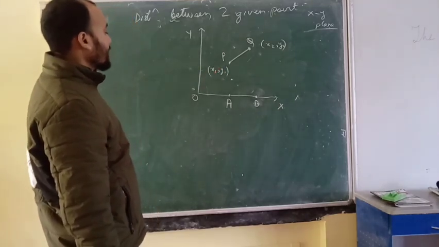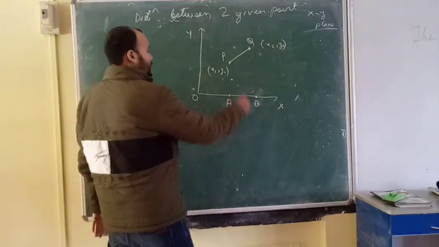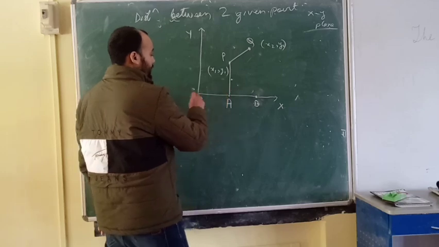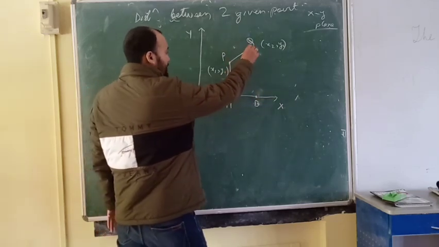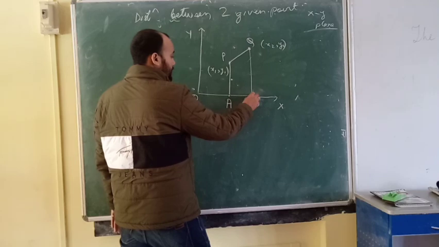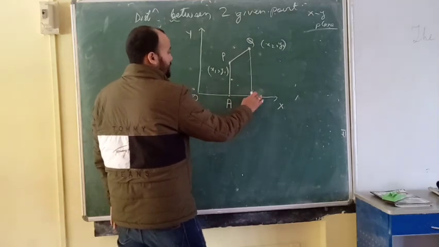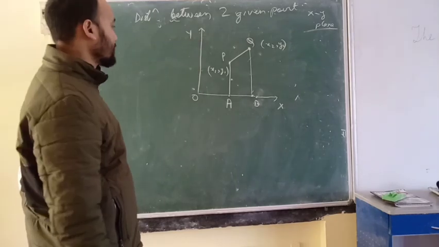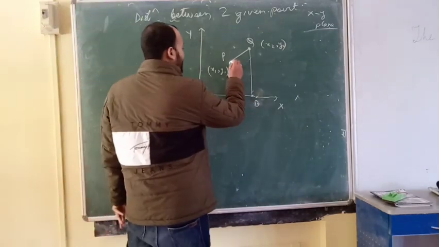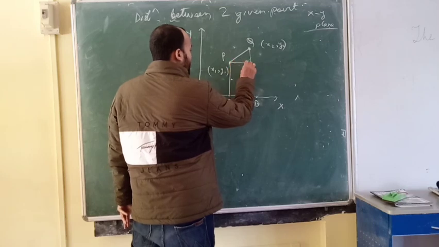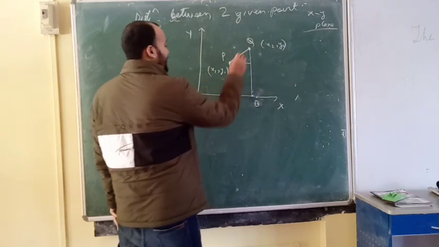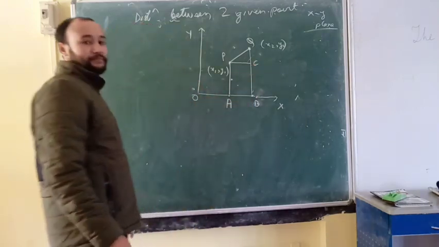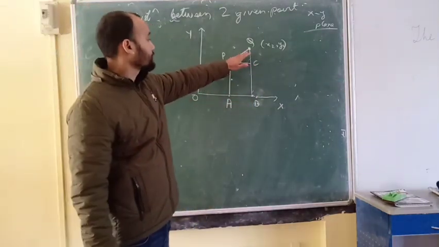Now you do one thing. You join this line. Draw a perpendicular PA on x-axis and QB on y-axis. No, it is looking like a trapezium. Now, this trapezium can be split into a rectangle and a triangle. So, if you like, you can give a point like C, but our main focus is this.